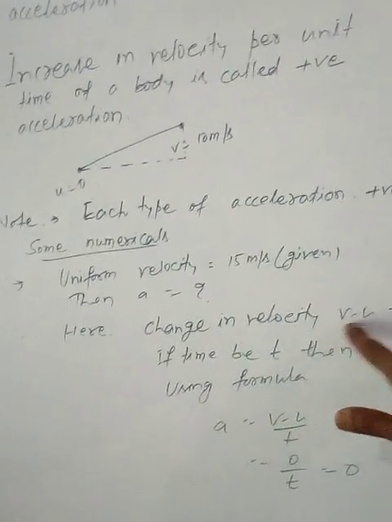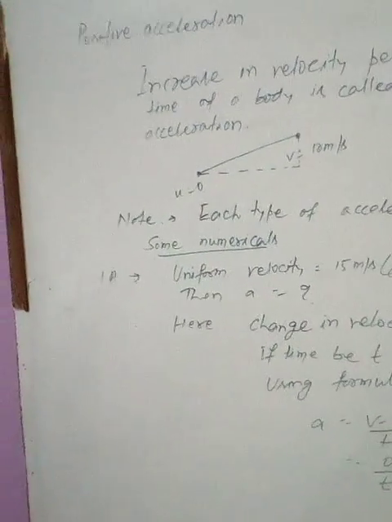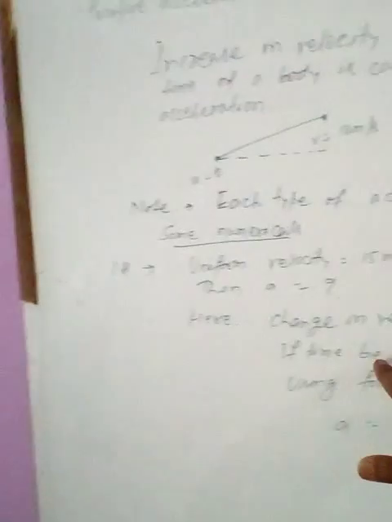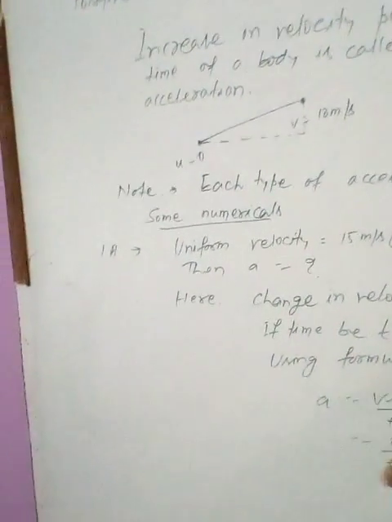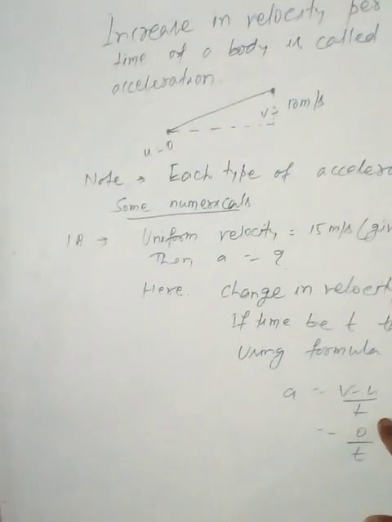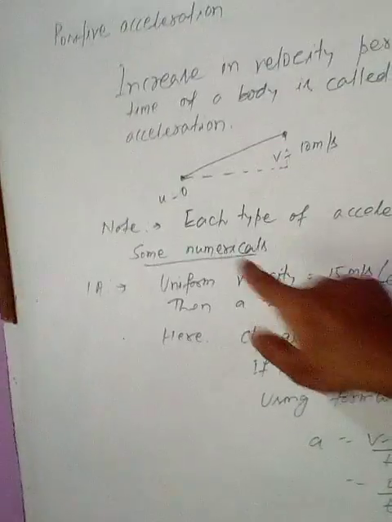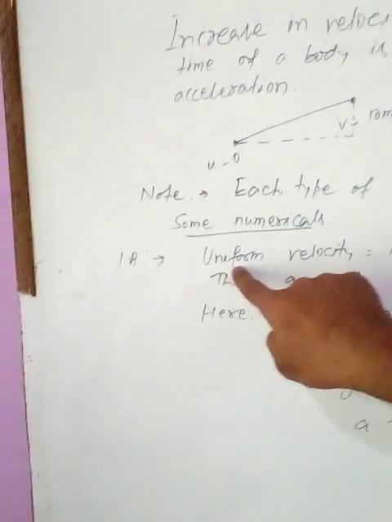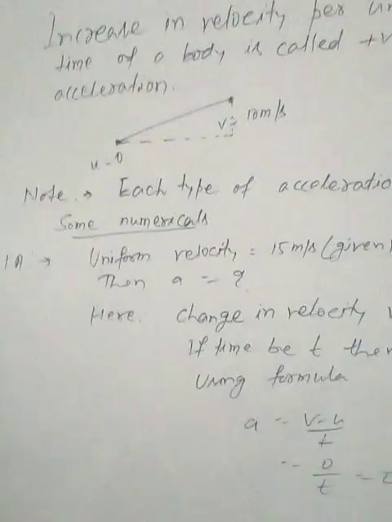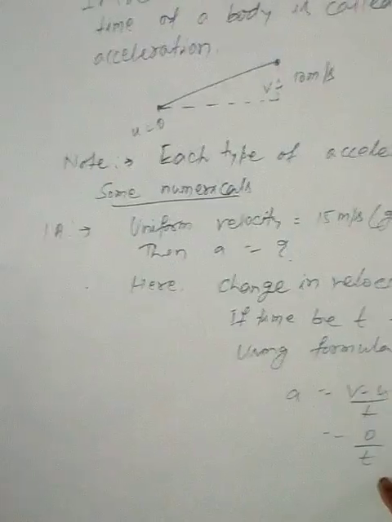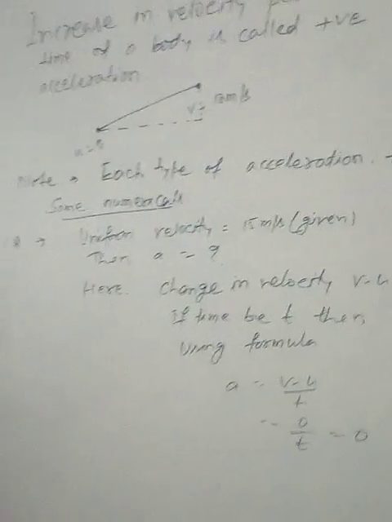v minus u is equal to 0. If time be t, then using formula a is equal to v minus u by t, v minus u, that means change in velocity, is 0 because velocity is uniform, neither increasing nor decreasing. So 0 by t will produce 0. So the answer to this question would be 0 meter per second square. Simply you may tell 0.